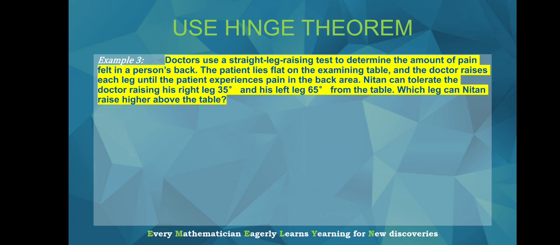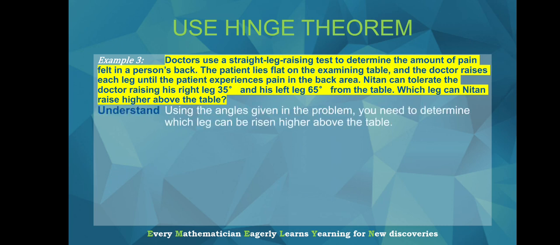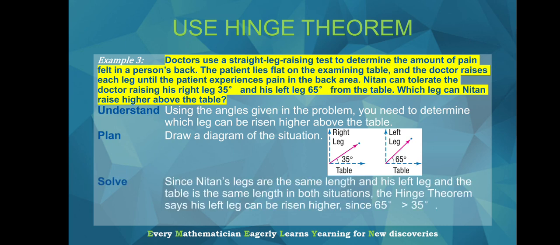Using the angles given in the problem, you need to determine which leg can be raised higher above the table. Is it the left or right leg? Here's the diagram of the situation. Since Knighton's legs are the same length, and his leg and the table is the same length in both situations, the Hinge theorem says his left leg can be raised higher, since 65 degrees is greater than 35 degrees. Therefore, Knighton can raise his left leg higher above the table.